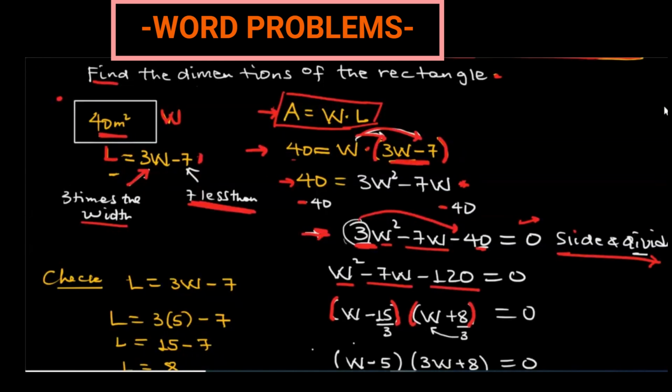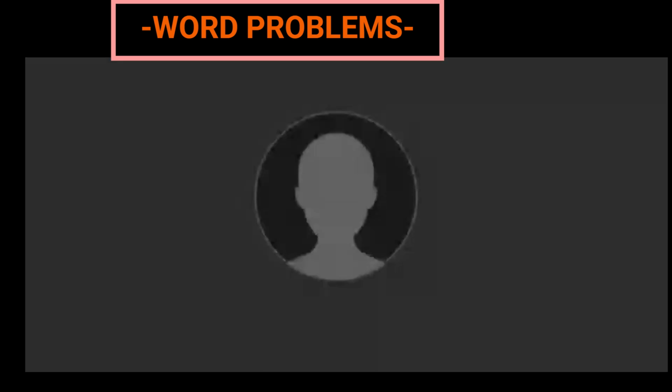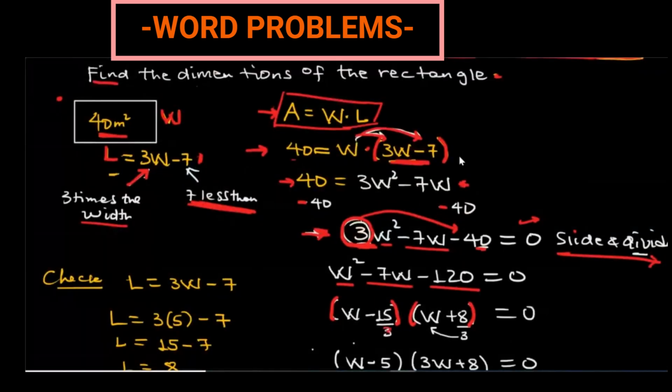The two numbers that give me negative 120 and negative 7 are 8 and negative 15, because negative 15 times 8 is negative 120, and negative 15 plus 8 is negative 7. Don't forget that 3 at the front. Go ahead and divide by that 3. I keep going until I can get whole numbers. So 15 over 3 is 5. 8 over 3 cannot be simplified, so I slide this 3 to the front, and negative 15 divided by 3 is negative 5.